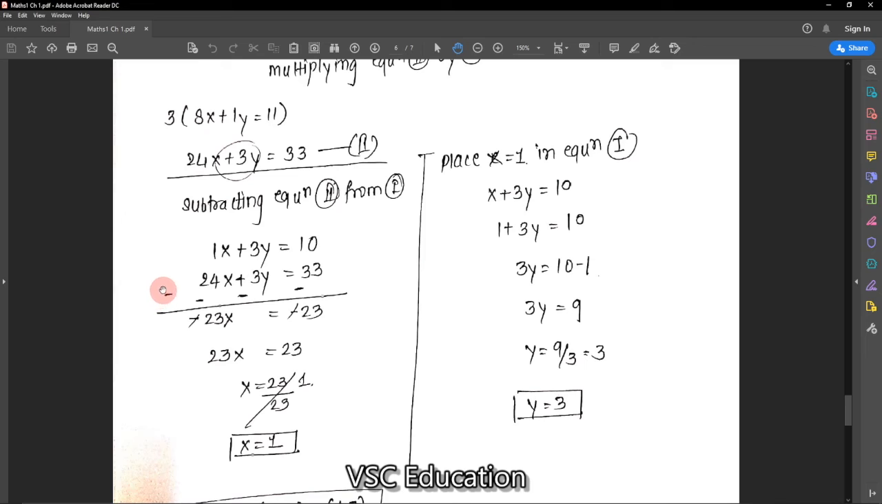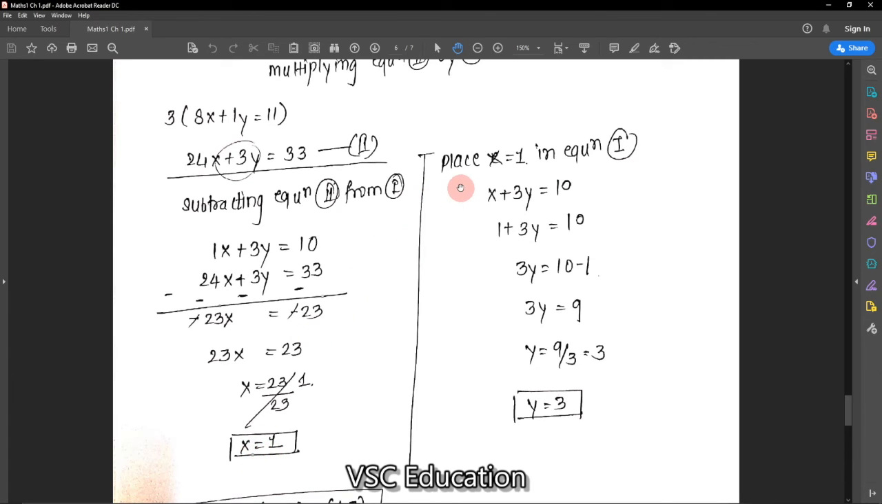Okay. Minus sign. Again change the sign. So it should be minus minus minus. Then here 3y gets cancelled. 3y cancel झाले. 1x minus 24x is minus 23x and 10 minus 33 that is minus 23. Minus minus sign both are the same, so get cancelled. So it should be 23x equal to 23. Then the value of x is 23 upon 23, that is 1. So x is equal to 1.